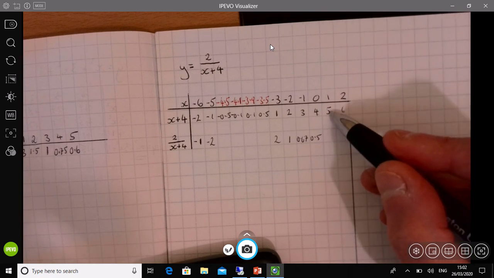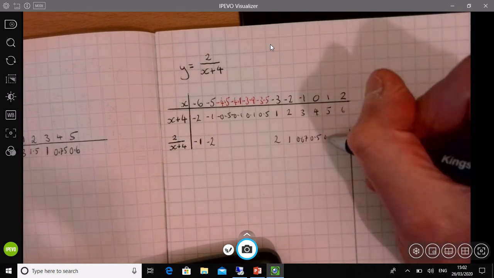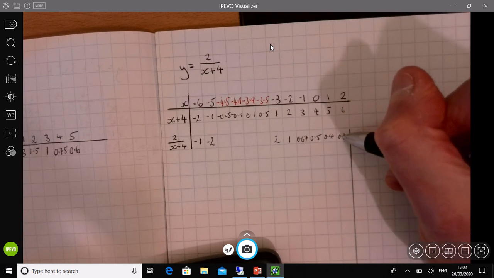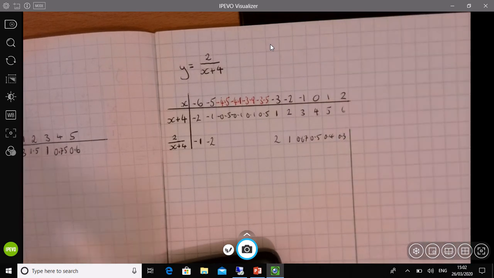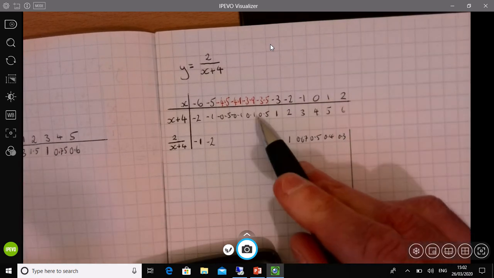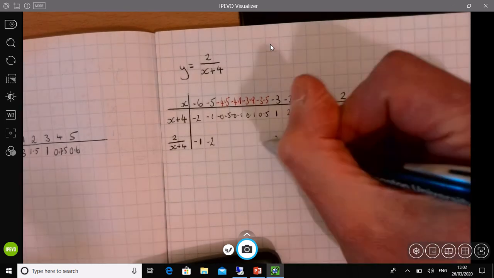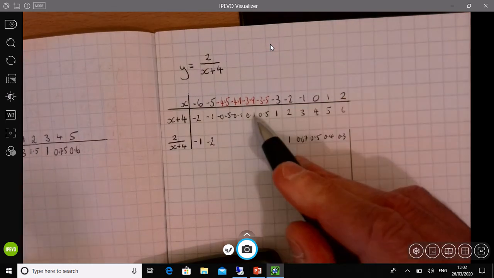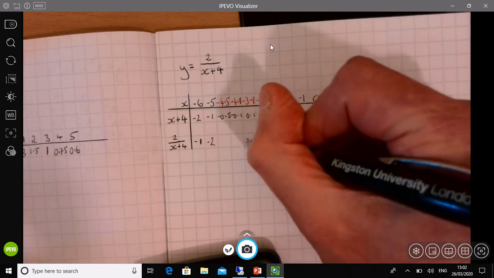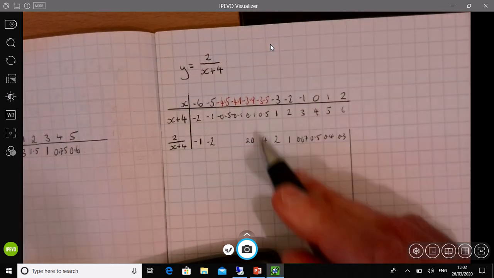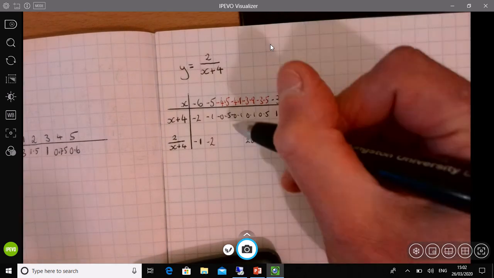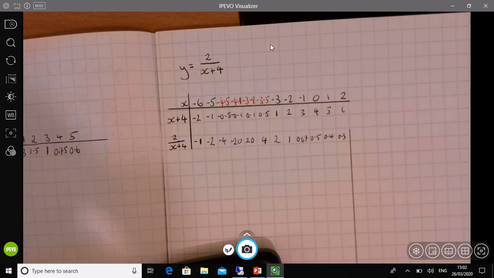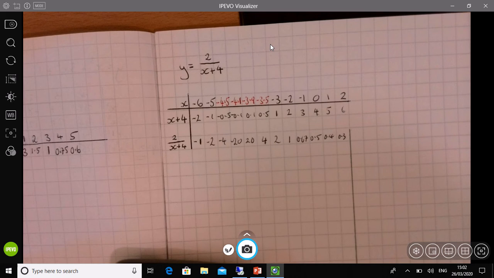If I do 2 divided by 5, it's actually 0.4. If I do 2 divided by 6, it's 0.3 reoccurring. If I put all these ones in, 2 divided by 0.5 is going to be 4. 2 divided by 0.1. Now again, remember, this is where it gets interesting. You're welcome to get your calculator out and do those. And these ones are going to be exactly the same, but negative values. So let's go and plot these.